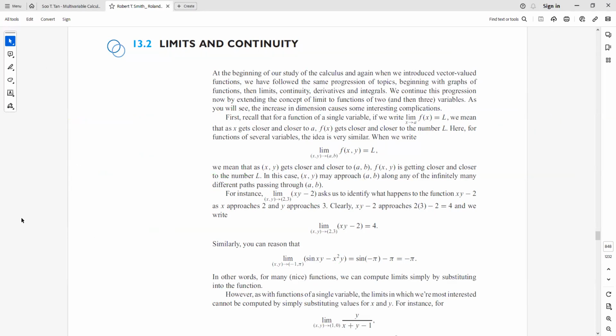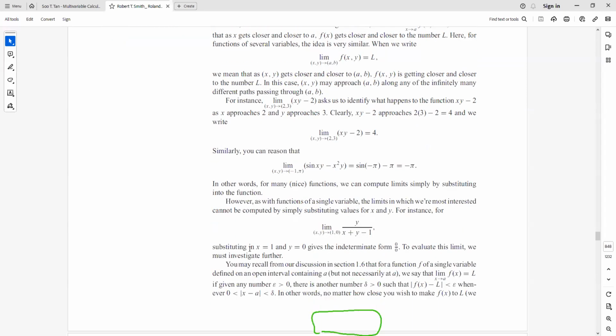Now, for instance, if we look here, this is the function, y over x plus y minus 1. Now what happens here is that if we apply this point 1 comma 0, y is 0, so it's 0 over x is 1 plus y is 0 minus 1. So we get an indeterminate form, right? Now this indeterminate form does not tell us whether the limit exists or not. So what we need to do is check from various paths.